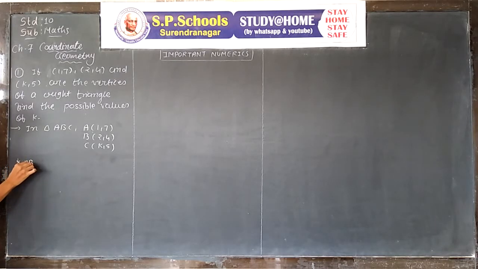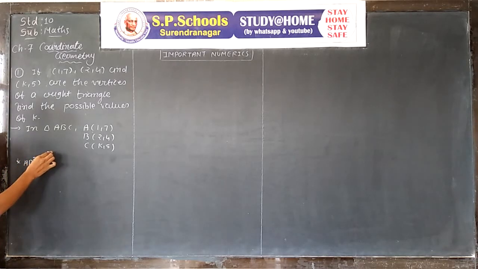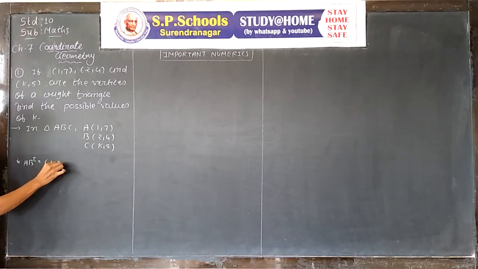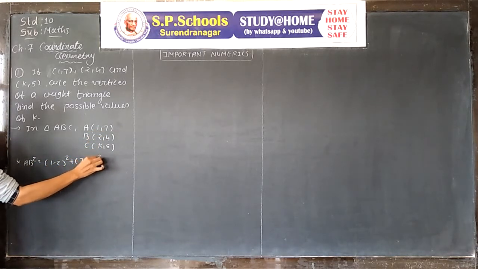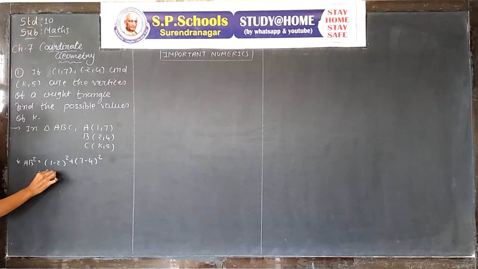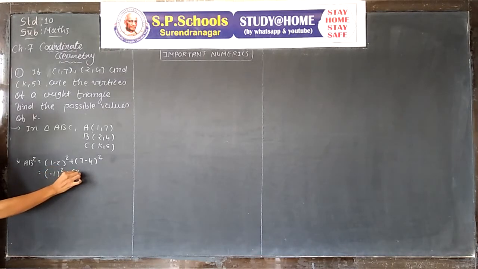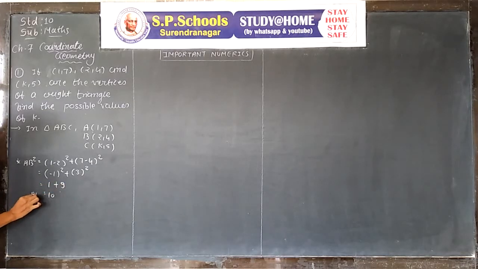First, AB square is equal to (1 minus 2) whole square plus (7 minus 4) whole square. That is (minus 1) square plus 3 square. Minus 1 square is 1, 3 square is 9, so it is equal to 10. AB square is 10.